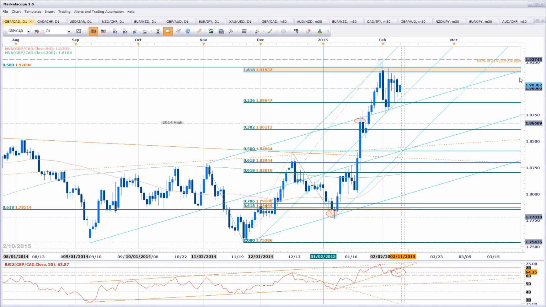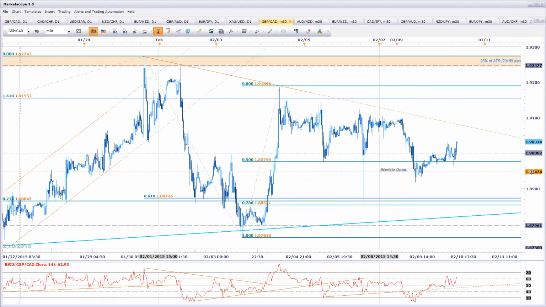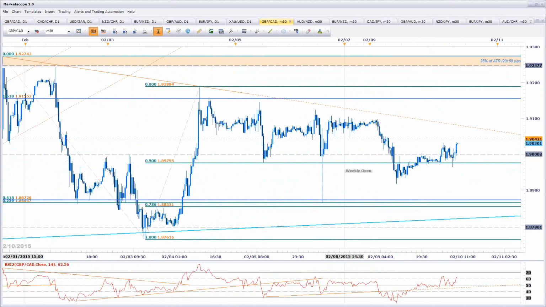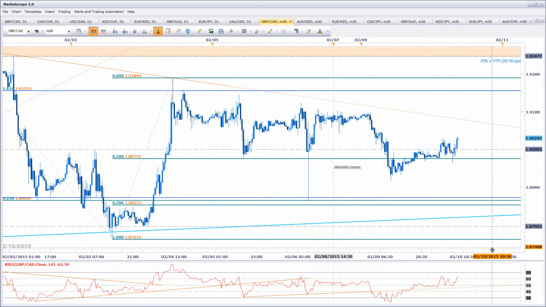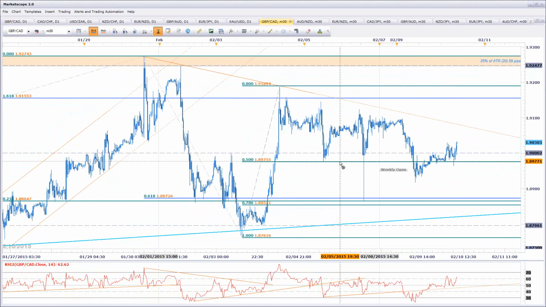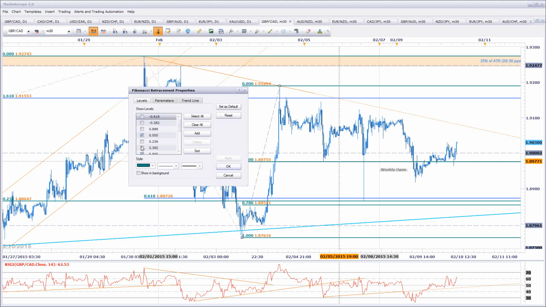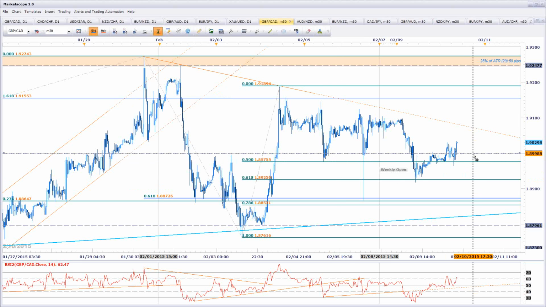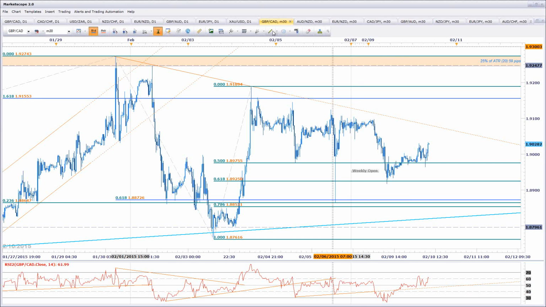On the intraday chart, which I keep losing, it still doesn't look like it's corrected higher. Does that 618 catch the low? Yes, it does. Okay, we'll get rid of this. Opening range high for the week.